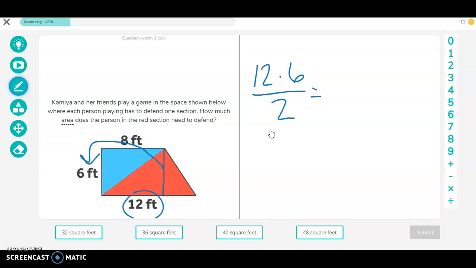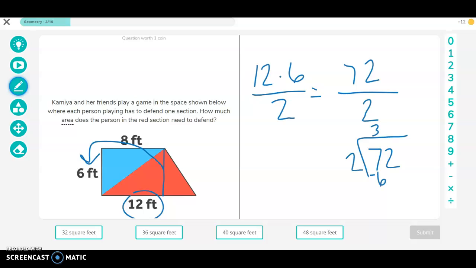So 12 times 6 is 72, and we're going to divide that by 2. 2 goes into 7 3 times. Bring your 2 down. 2 goes into 12 6. So we get 36. Now I want to check that math just to make sure that 12 times 6 was 72.